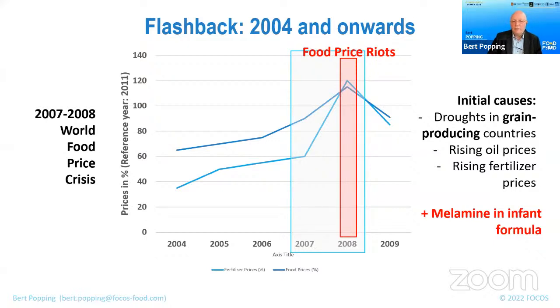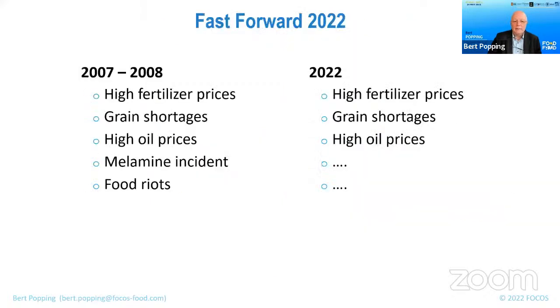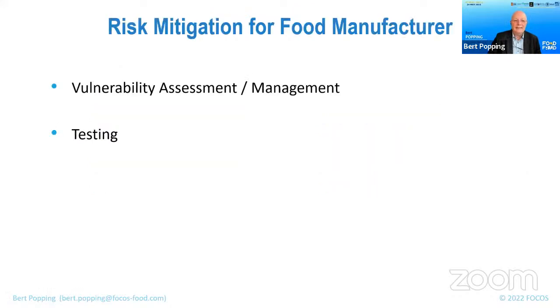So history, unfortunately, repeats itself often enough for all the wrong reasons. So we might be in a situation where melamine becomes something to look out for again. So if we compare the 2007 and 2022 situation, you can see clearly the similarity: high fertilizer prices, grain shortages, high oil prices. Well, in 2007, 2008, we had the melamine incident and we had food riots. So I think right now we have a perfect recipe for disaster.